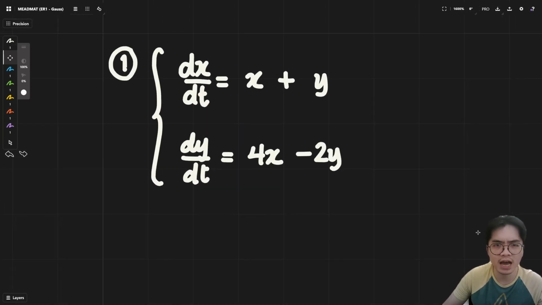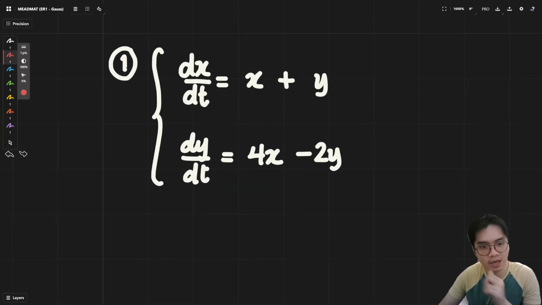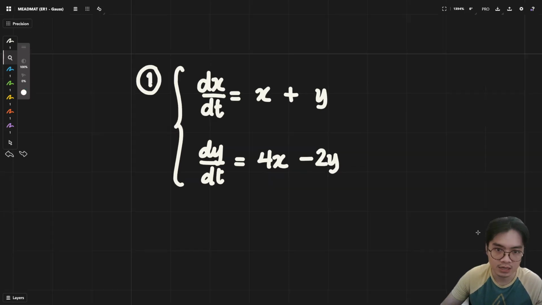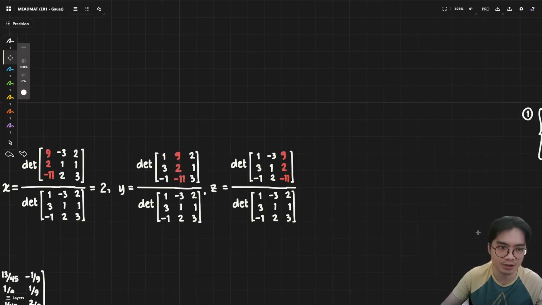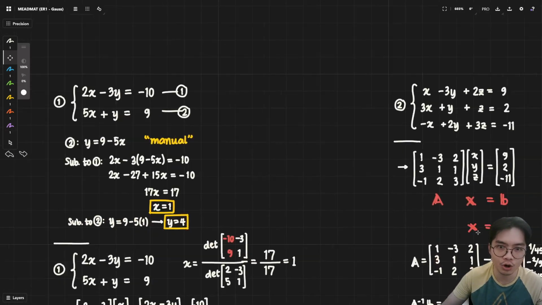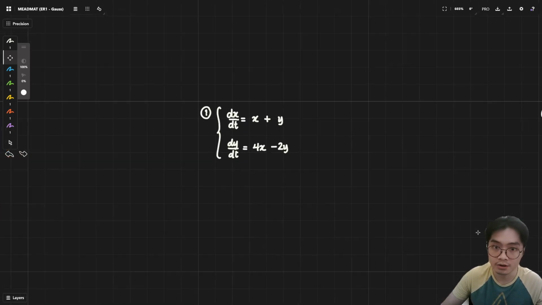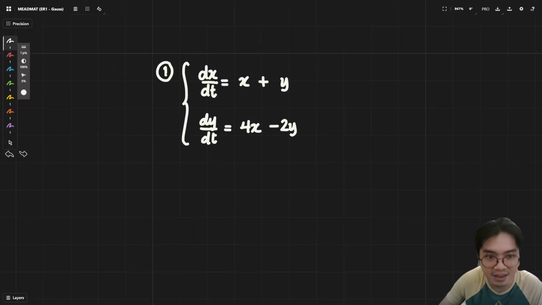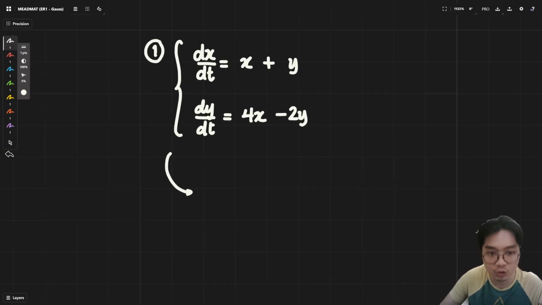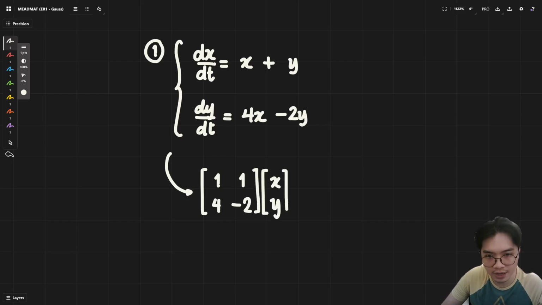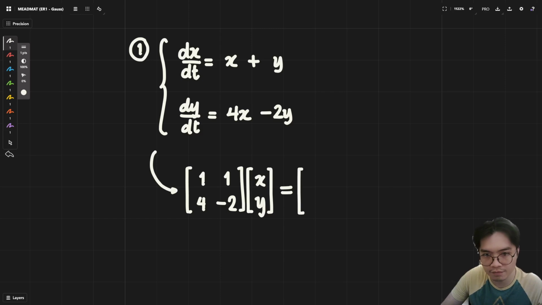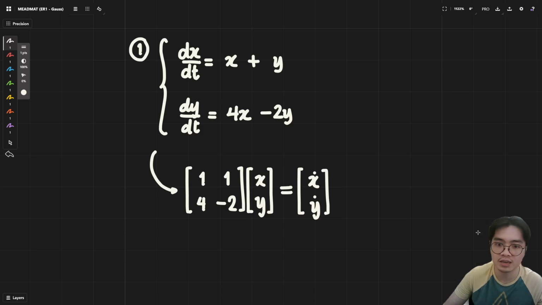Okay, so let's begin. How do we even start with these equations? Just like before, if we zoom out a little bit, we have just finished our discussion on simultaneous equations. So maybe we can take a little hint and turn it into a matrix form. In this case, we can do the matrix [1, 1; 4, -2], and then we can have x and y here. On the other side, we will have dx over dt, which you can just say is x dot, and dy over dt, which you can just say is y dot.